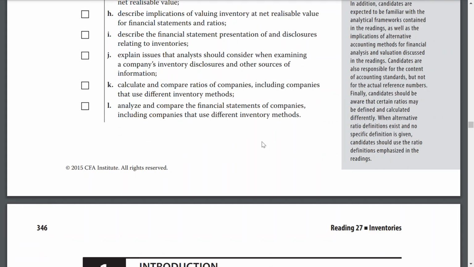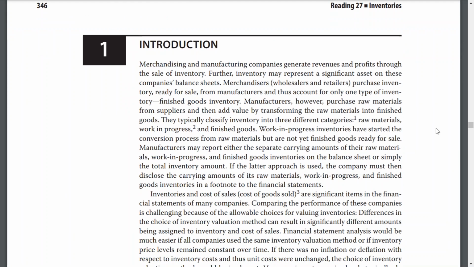All right, introduction. Merchandising and manufacturing companies generate revenue and profits through the sale of inventory. Further, inventory may represent a significant asset on the company's balance sheet. Merchandisers purchase inventory ready for sale, and thus account for one type of inventory, finished goods inventory. Manufacturers, however, purchase raw materials from suppliers and then add value by transforming the raw materials into finished goods.